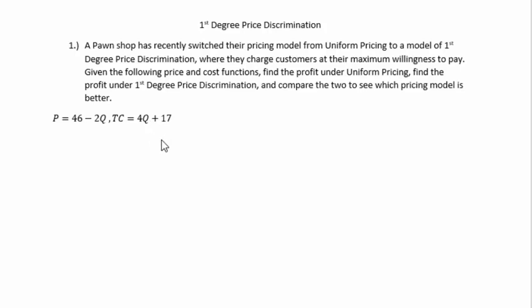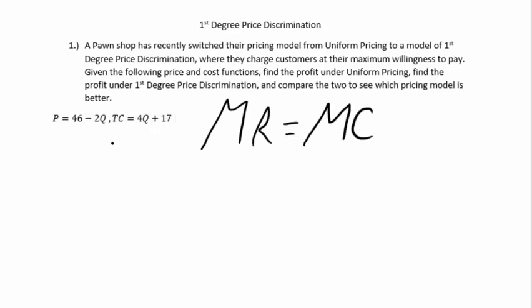plus 17. And they ask us to find the profit under uniform pricing, the profit under first-degree price discrimination, and to compare the two to see which pricing model is better. So in all situations where they ask us to find the profit, we want to profit maximize to ensure we get the maximum profit we can achieve. So let's start with uniform pricing, and we know we profit maximize in uniform pricing by marginal revenue equals marginal cost. And so we need to find our marginal revenue and our marginal cost from these functions.